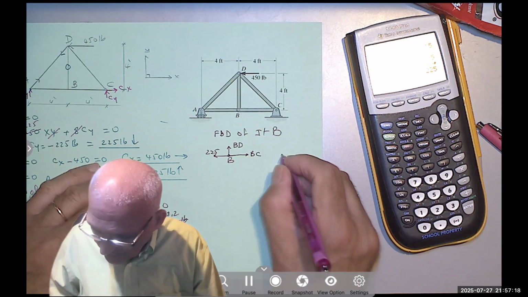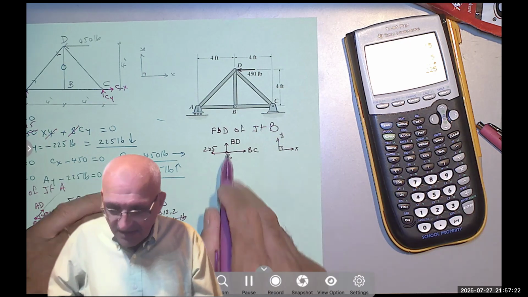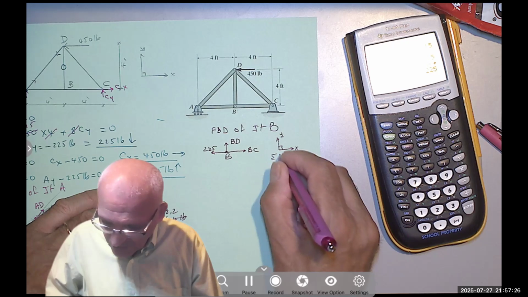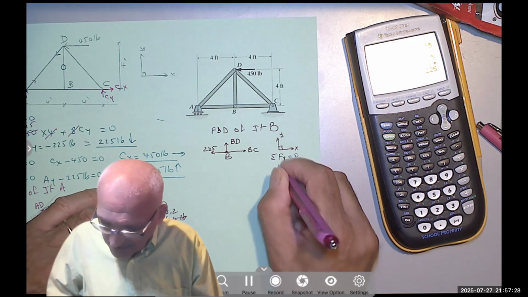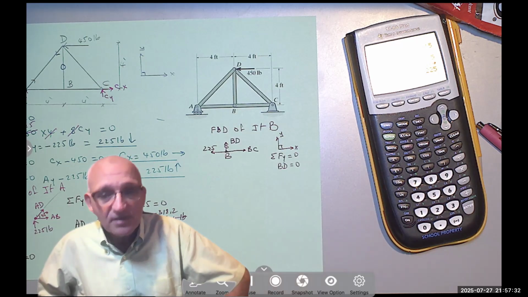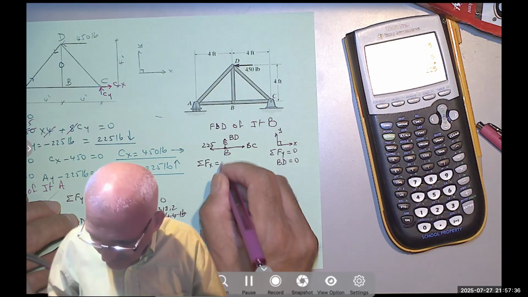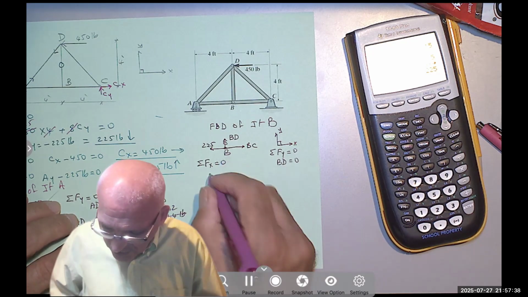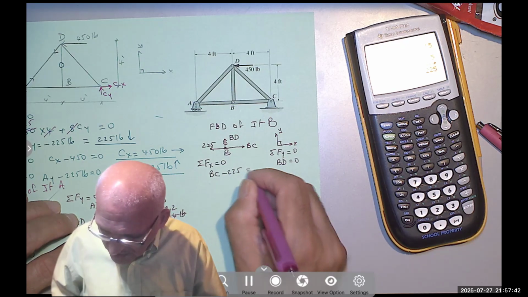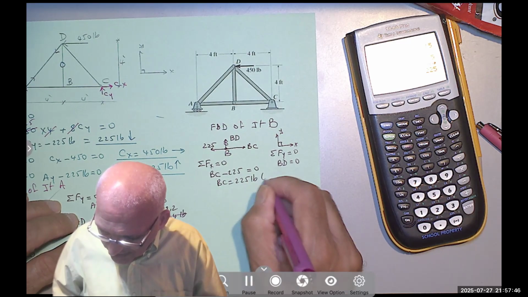Try summation of the forces in the Y equals zero. There is only BD, so you say BD equals zero. So summation of the forces in the Y equals zero, BD equals zero. We already knew that. That's a zero force member. Summation of the force in the X equals zero. That's a very easy thing. BC going to the right minus 225 going to the left equals zero. So BC equals 225 pound, also tension.